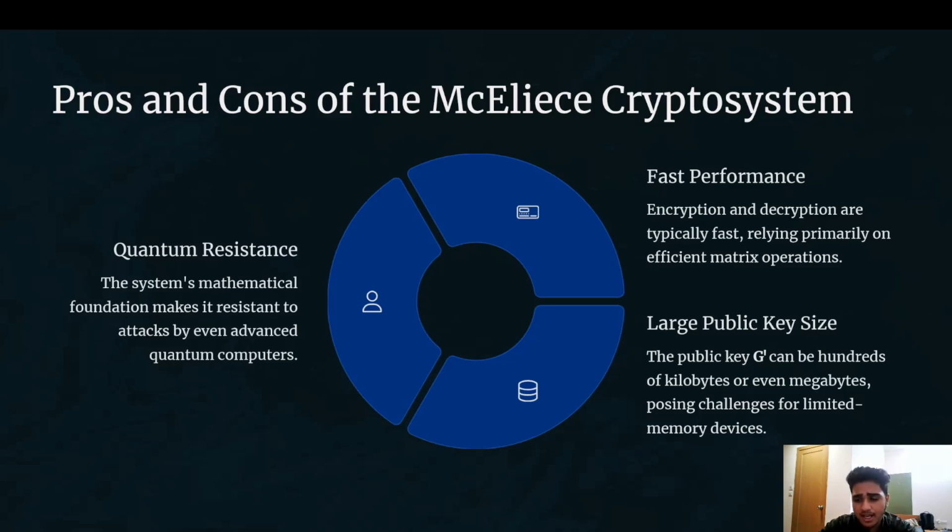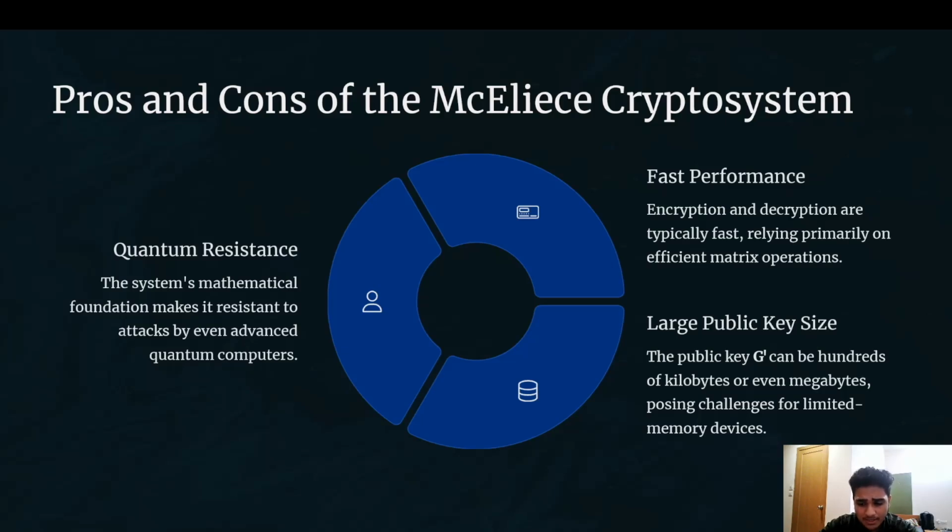But here's the big catch, the main con. The public key G prime is huge. We are talking hundreds of kilobytes, maybe even megabytes for good security. Compare that to the tiny keys used in systems like RSA or elliptic curves. The large key makes McEliece tricky to use in places where limited memory or bandwidth is available, like on smart cards or some small internet connected devices.